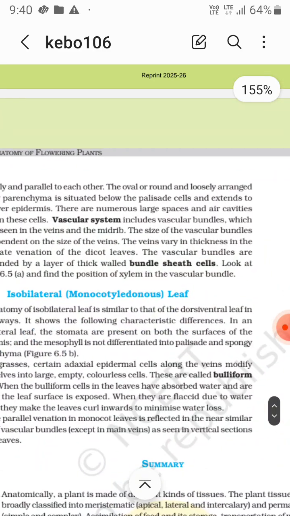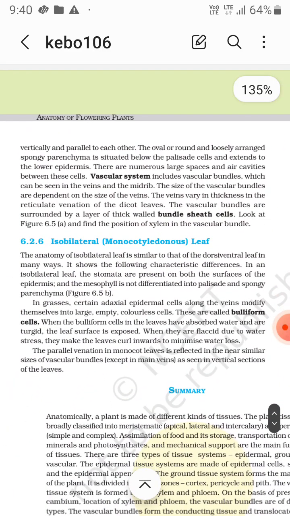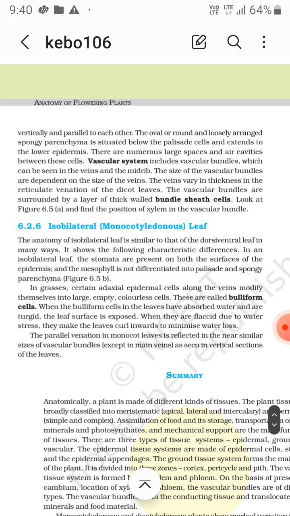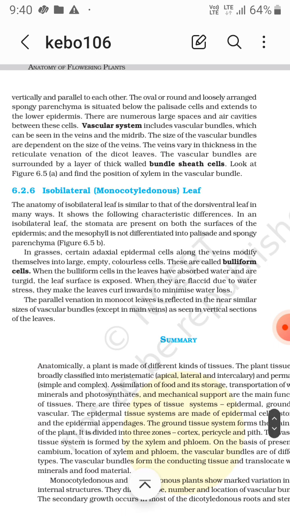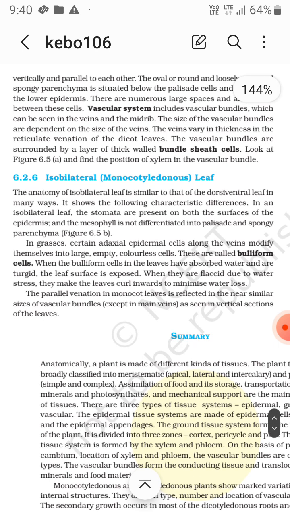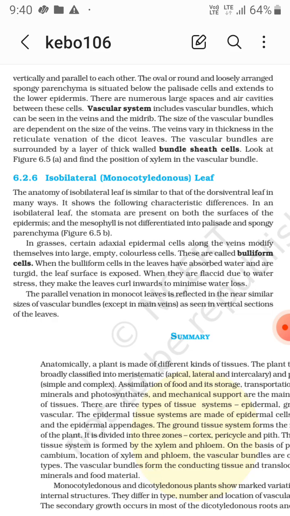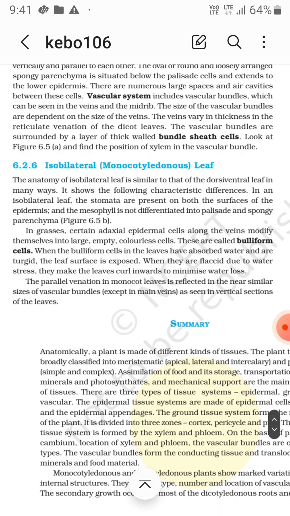Now we are talking about the grasses. Grasses are also monocots. In grasses, certain adaxial epidermal cells, meaning the upper part of the leaves along the veins, modify themselves into large, empty, colorless cells. These are called bulliform cells. When the bulliform cells have absorbed water and are turgid, the leaf surface is exposed. When they are flaccid, due to water stress, they shrink and make the leaves curl inward to minimize water loss.